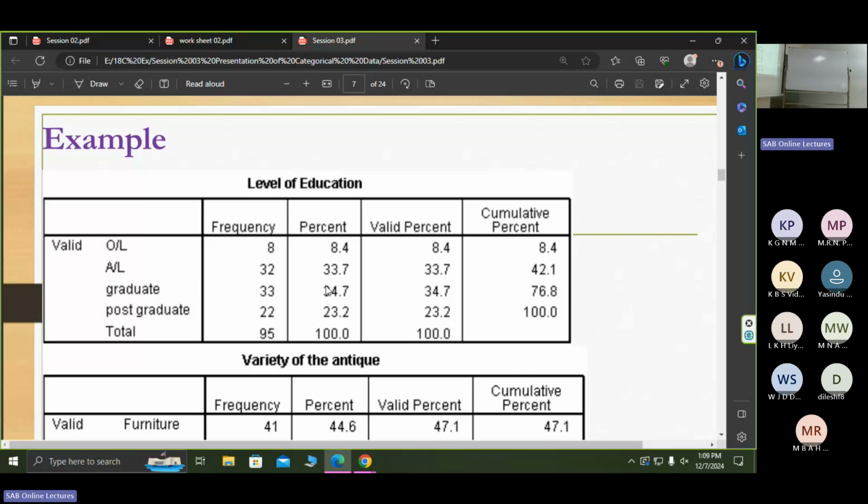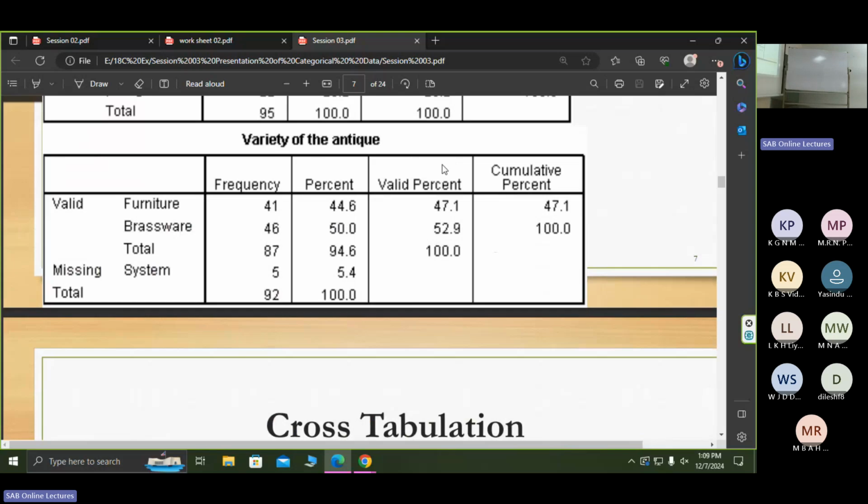Okay, then comparing the A level completed respondents and the bachelor degree holders. Who has the highest percentage there? Graduates. Understood? Then using the calculation format, we can do the comparison. It's clear? Then move to the second example.